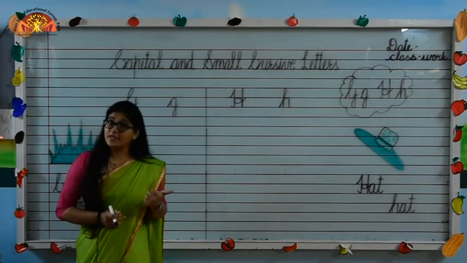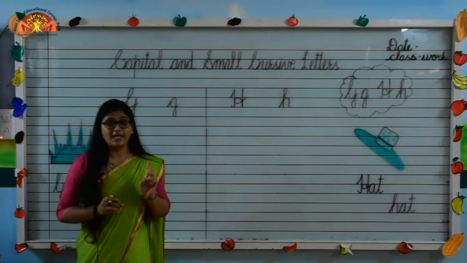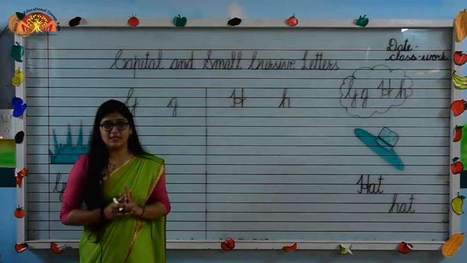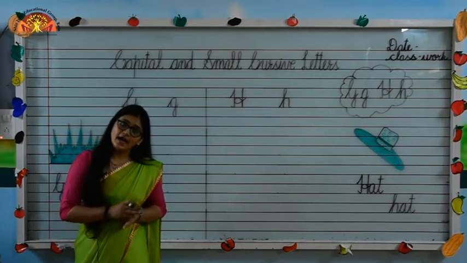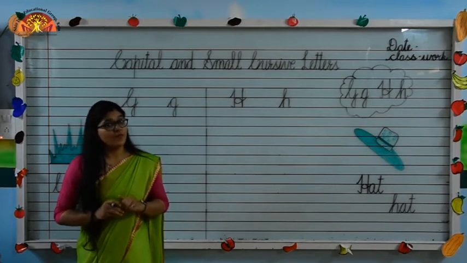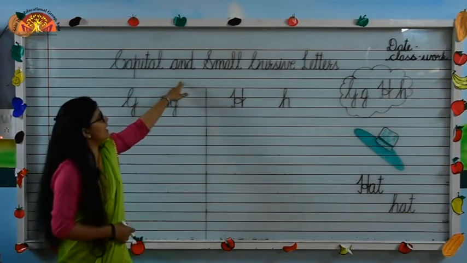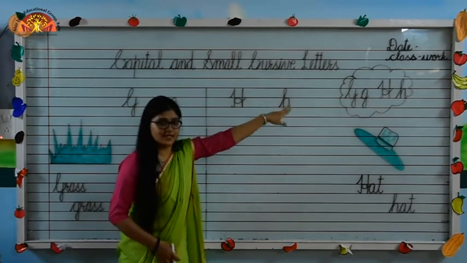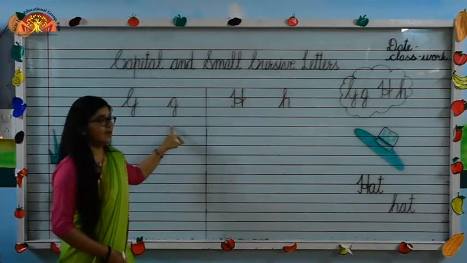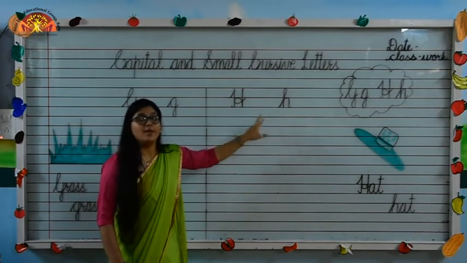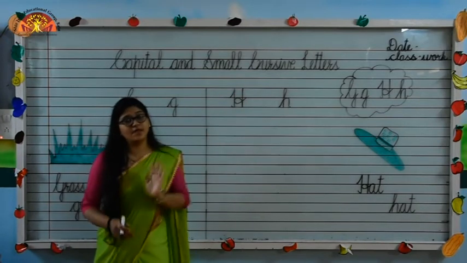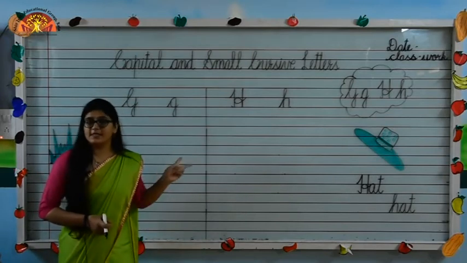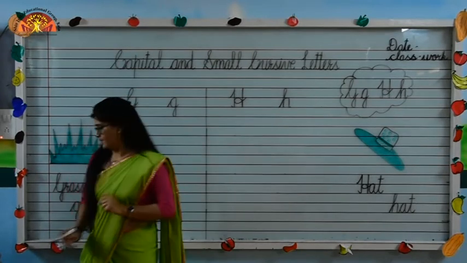Kids, in the previous class, we revised capital and small cursive letters E and F. And now today, we will revise capital and small cursive letters G and H. But before we start writing, we will revise these two letters with the help of a tool.